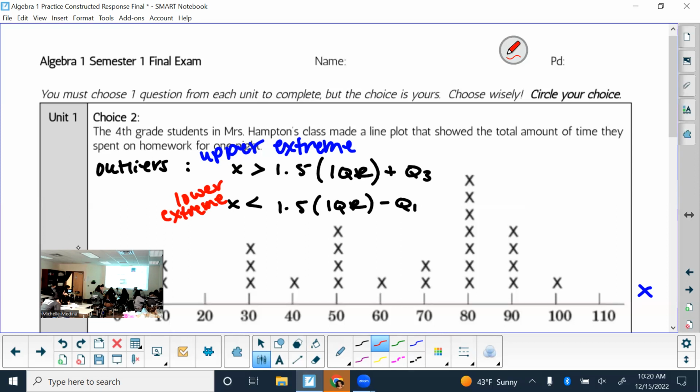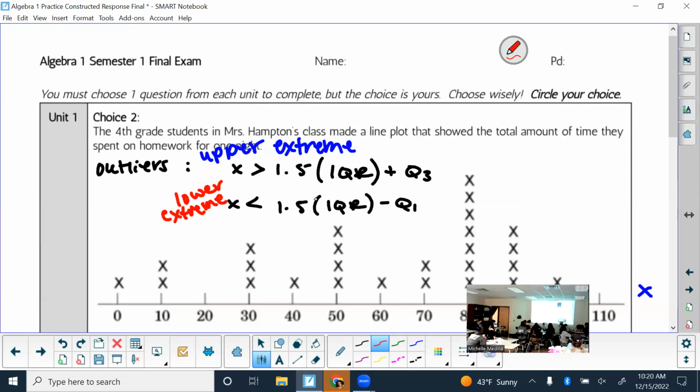If it's smaller than 1.5 times the IQR, and I think I wrote that badly actually. So if you wrote this one, write it like this instead. It's Q1 minus, not the other way around. Q1 minus 1.5 times the IQR. And you would use that to test stuff that would be on the far left. So maybe if you want to test if 0 is an outlier or not.